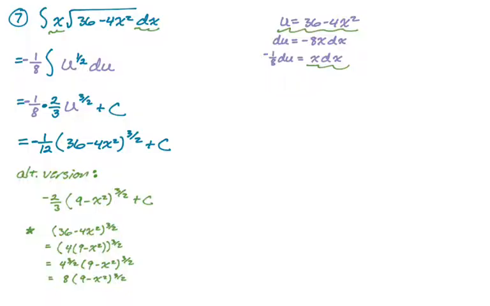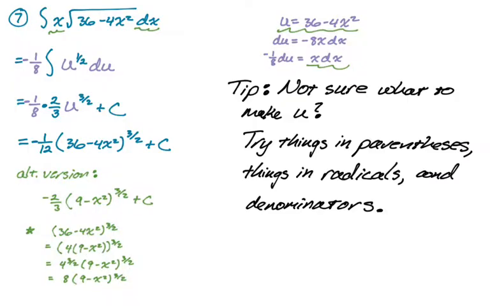Negative 2/3, the quantity 9 minus x squared to the 3/2 plus c. And you can see the arithmetic or the algebra, I guess, I don't know which one that is, that I did to make that. So I've got a tip for you on this one, which we discussed already.